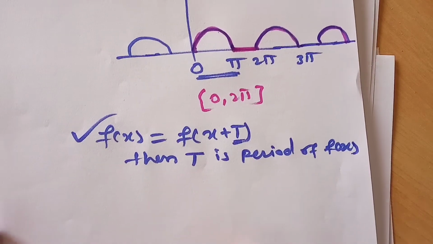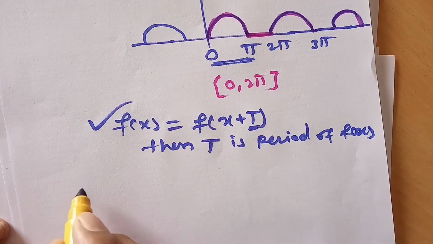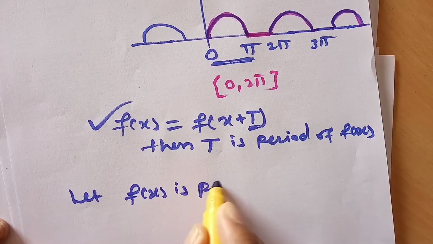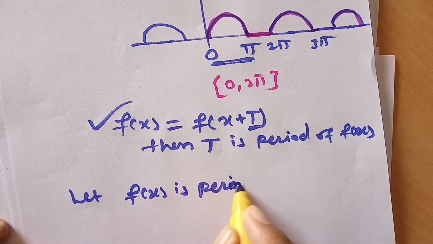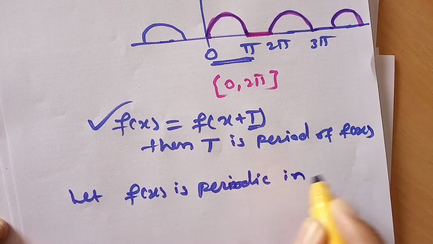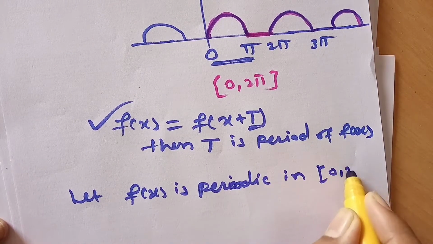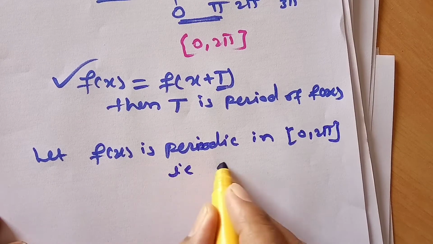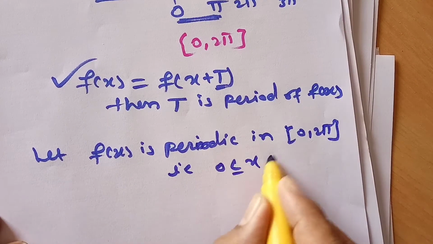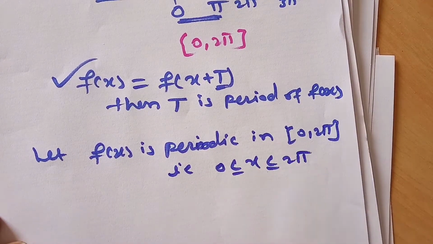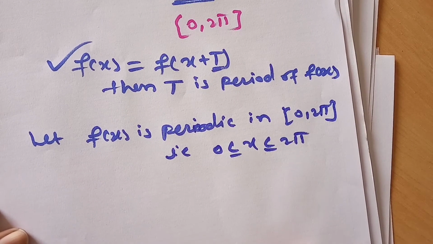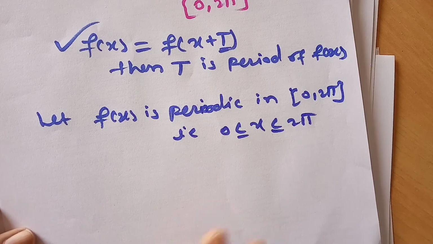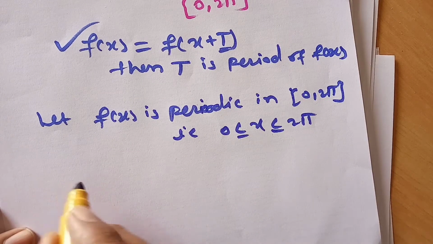Now I will consider my function to be periodic in the interval 0 to 2 pi. That means here 0 is less than x is less than or equal to 2 pi. My function is defined in this way. This function is periodic. Let us try to express this function in this way. And then what will happen?